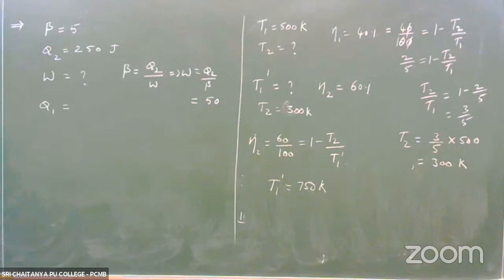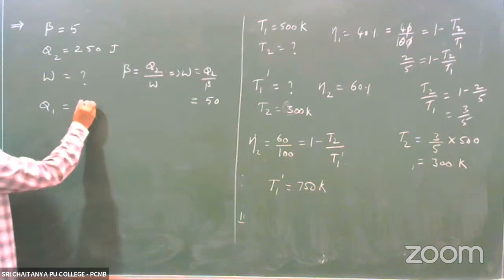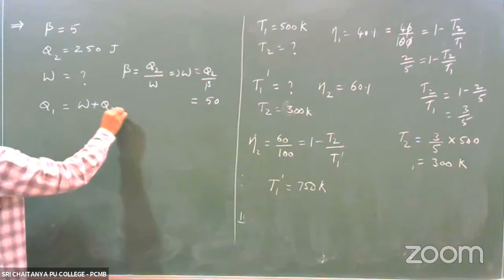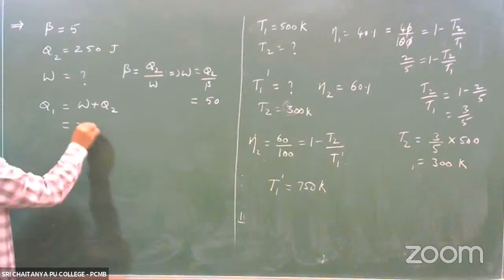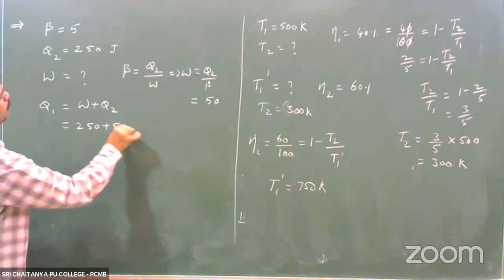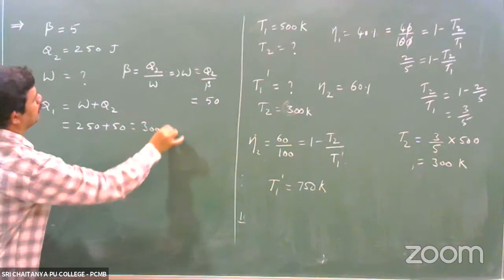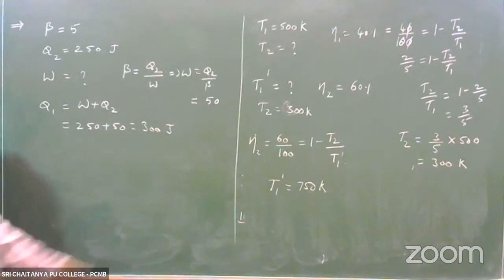Then Q1 I want. Q1 is what? Q1 is always W plus Q2. Yes or no? In the refrigerator, you just observe. W is 50, Q2 is 250, so Q1 is 300 joule.